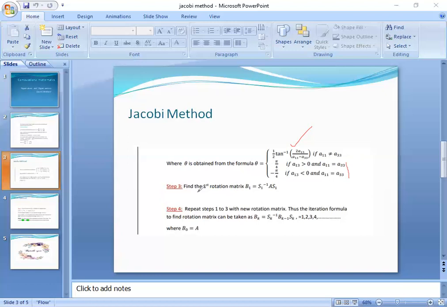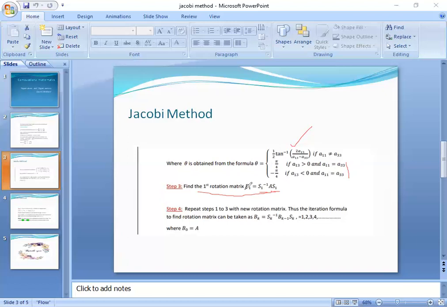Using the matrix S1, we find the rotation matrix B1, which is obtained from S1 inverse A S1. It is of the form B equal to P inverse AP. Now using S1, we write S1 inverse and A is the given matrix and S1. We find the product of the three matrices, so B1, the first rotation matrix, is obtained. This is an approximation to the diagonalization matrix.